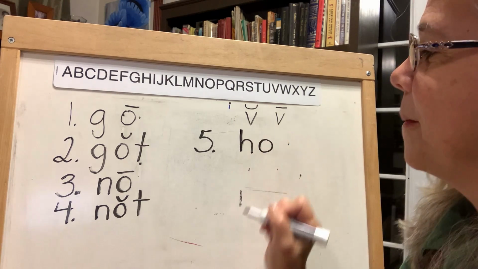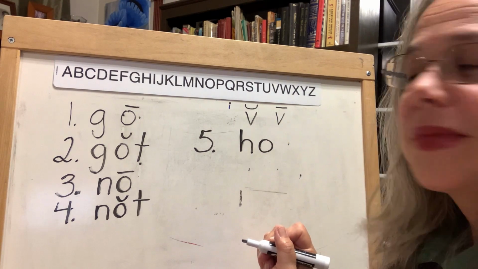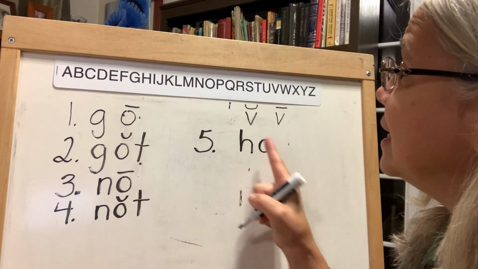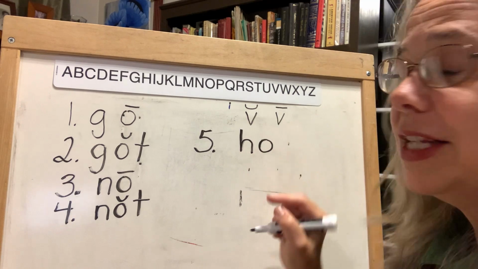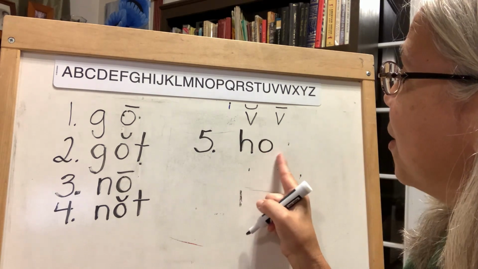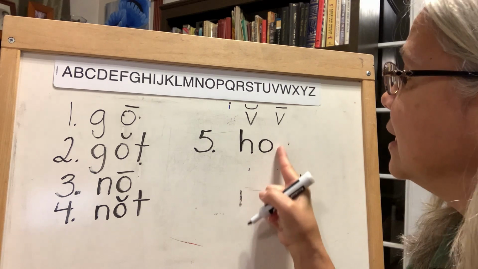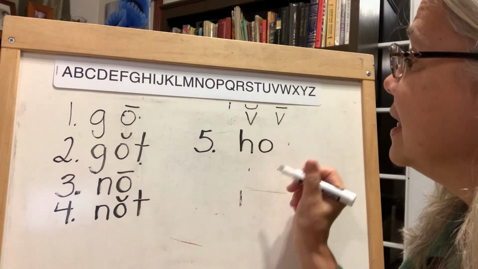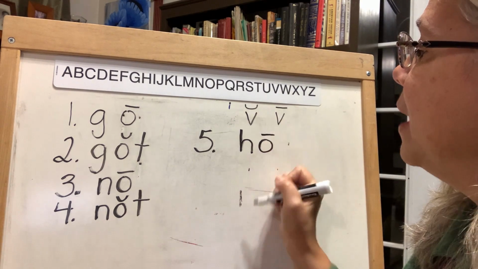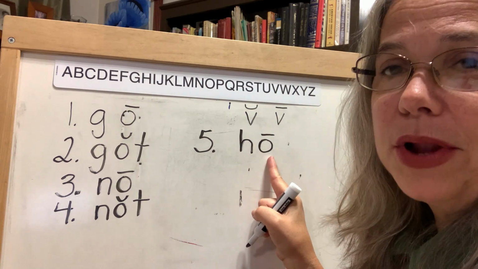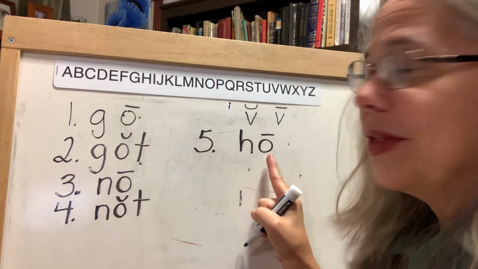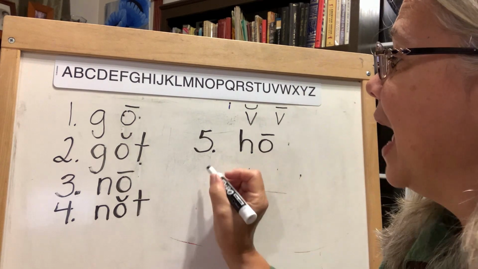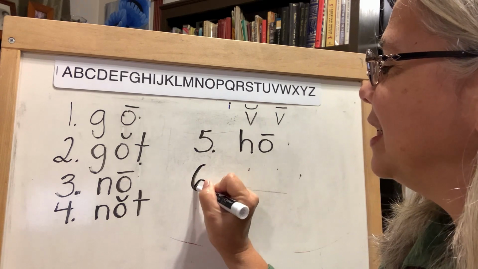All right, let's go with number 5. H-O. Write that down. Now, which one is the vowel? Right, the letter O. Is it in a closed syllable or open syllable? Right, it's open. There is not a consonant here closing it, so it's an open syllable. A vowel in an open accented syllable is long. Code it with a macron. What is the sound of long vowel O? O, the name of the letter. Can you read that word? Ho.